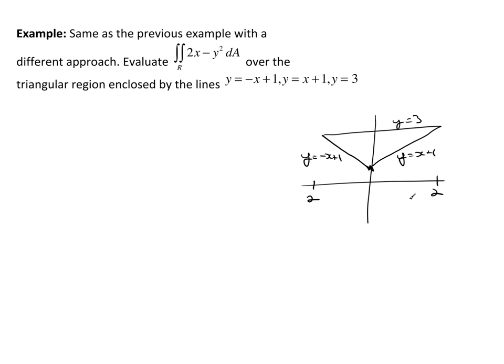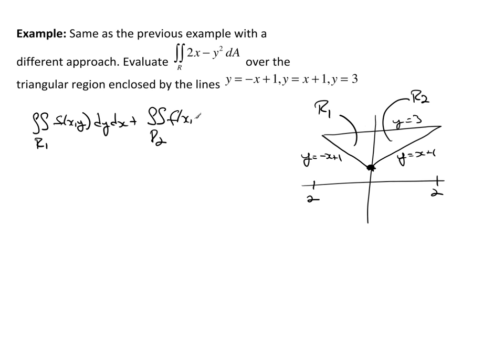Now, notice that I can do this as a type 1 region, but there's an issue right here because this is not a smooth curve. So what I really need to do is break this down. I'm going to think of this as region 1 and this piece as region 2. So when I set out my integral, I'm going to do a double integral over region 1 of f of x y, dy dx, plus my double integral over region 2 of f of x y, again dy dx.